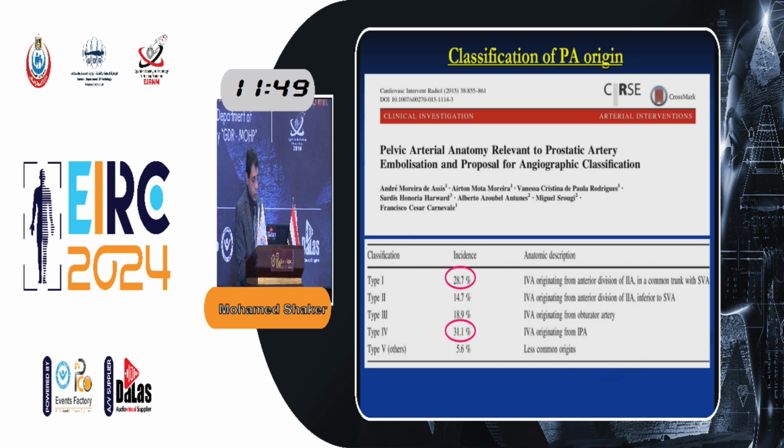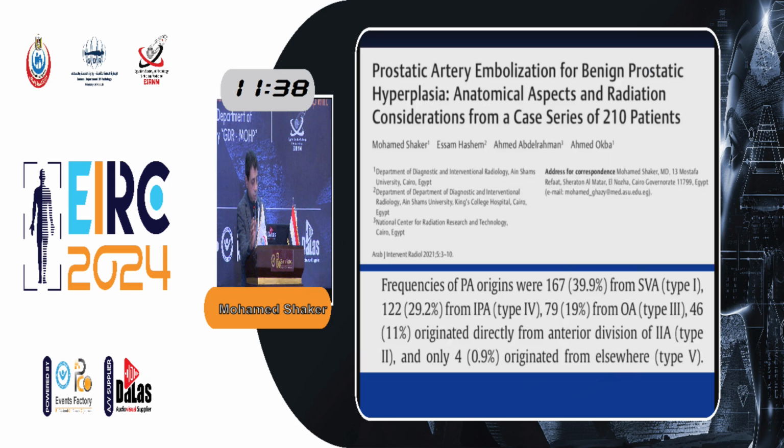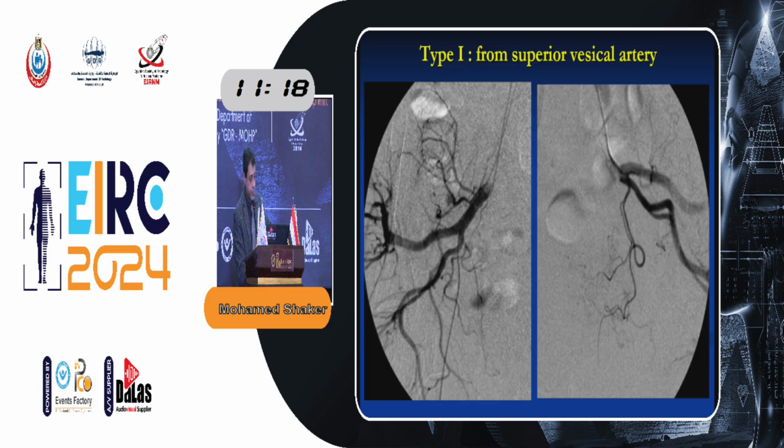Most origins of the prostatic artery, almost always in all series, are from the superior vesical artery, type 1, and from the internal pudendal artery, type 4. These together represent about 2/3 of the origins of the prostatic artery. The same was found in our series on 210 patients for the anatomical variations of the prostatic artery, published in AGIR in 2021. Again, the two most common origins were the superior vesical and the pudendal. However, in our series, the superior vesical was more common, about 40%, and the internal pudendal origin about 30%.